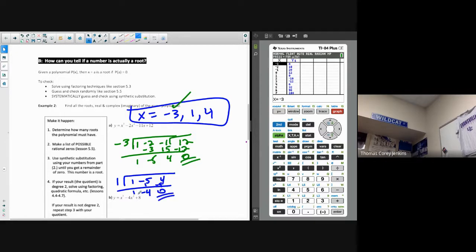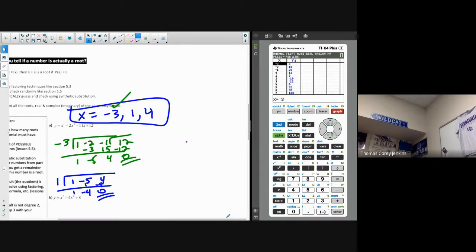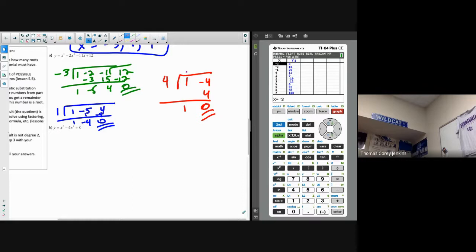Now we're left with a linear factor, which would just be x minus 4, right? And then if we take 4 into that, bring down your 1. 4 times 1 is 4. And again, we get that remainder of 0. All right, so basically what we did there was we confirmed that all 3 of these were factors, were roots, using synthetic division. We didn't really need to do all that, but I wanted to introduce how we can use synthetic division. All right, so let's go ahead and look at B.